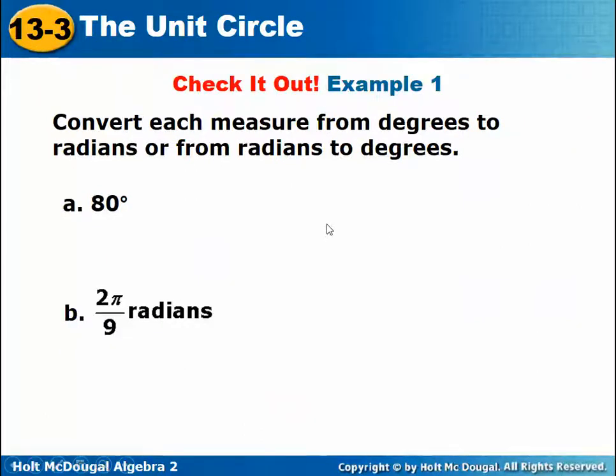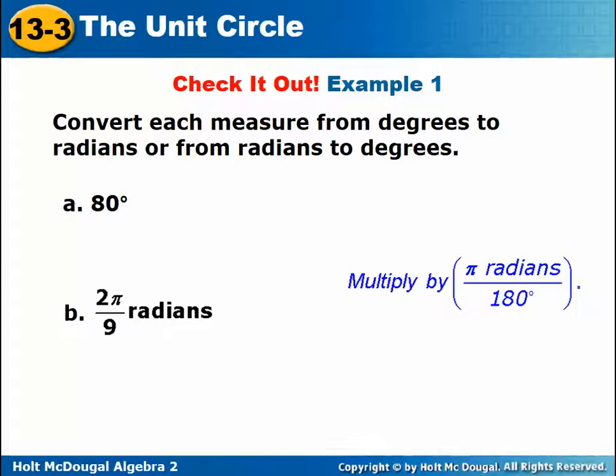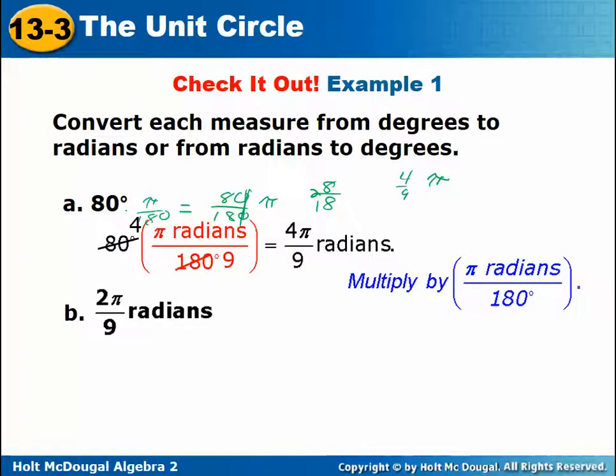Okay, here's just some more examples. In this first one, we're going from degrees to radians, so we're going to multiply by pi over 180. Now this one's not going to simplify as far as the other one did, but I can simplify a little bit because 80 over 180, at least that much cancels. Then you'd have 8 over 18, but 2 goes into both of those, so then I would have 4/9 pi. Or you can write that as 4 pi over 9.